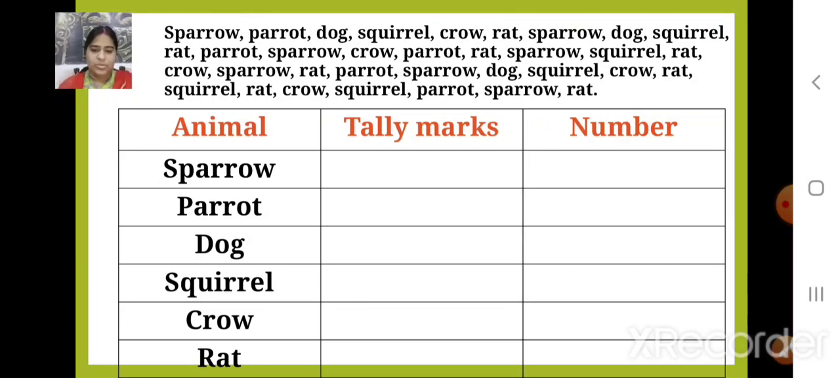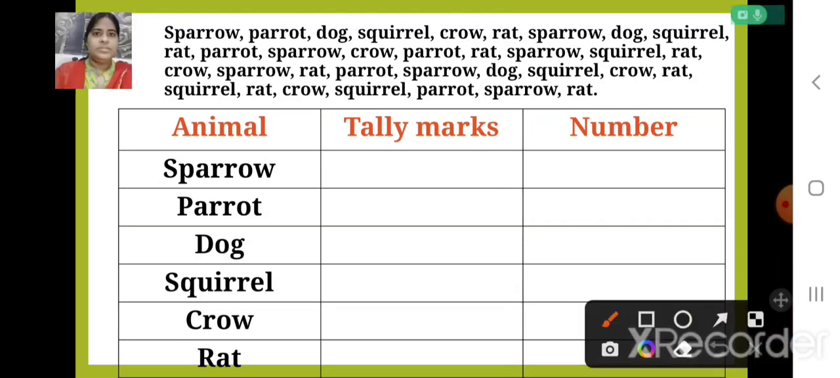Okay, so let us start. Now you can see, children, how we will do is we will put one tally mark for each animal, and we'll cut the name of that animal so that we don't get confused. So your sparrow is given. For sparrow I've put 1 tally mark. Then for parrot I will put 1 tally mark.